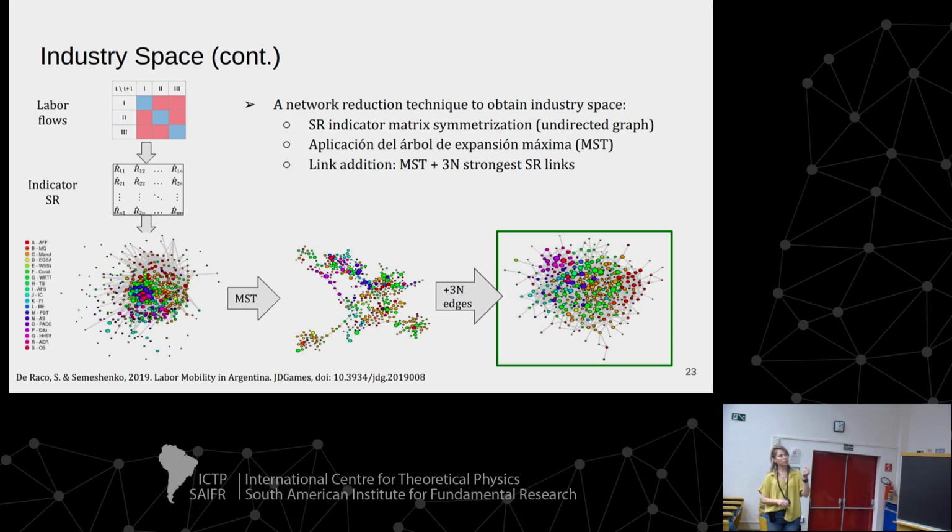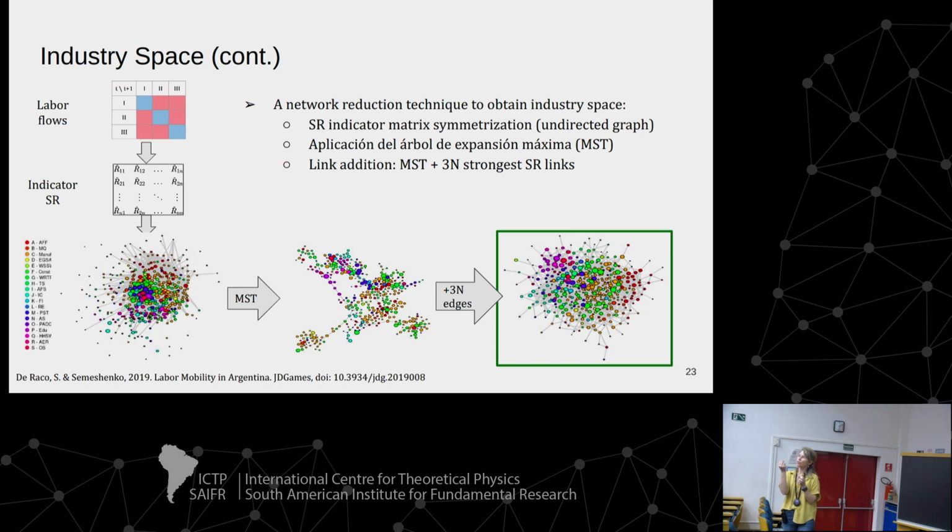But to extract my industry space, I have to do what is called a maximum spanning tree. This is the opposite of the minimum spanning tree. If you know what a minimum spanning tree is, it is when you want to connect all the nodes in your network with the minimum possible weight. In this case, I don't want to minimize; I want the maximum spanning tree, the network with the maximum possible weight. Why do I do that? Because I want to get the maximum flow, because I'm interested in the labor flow.